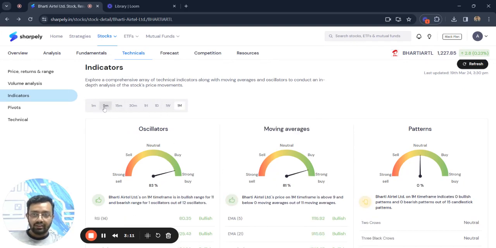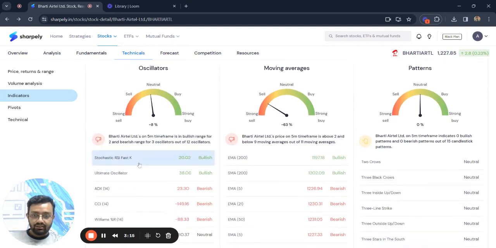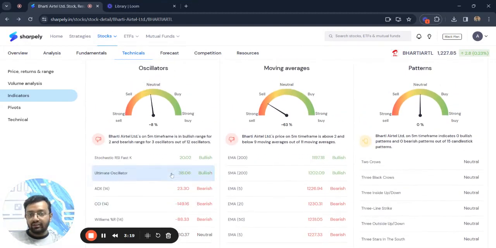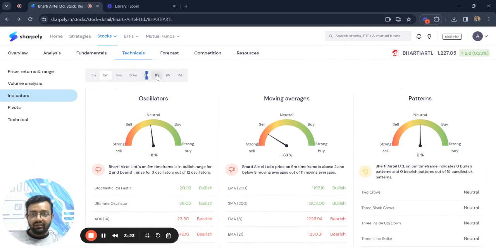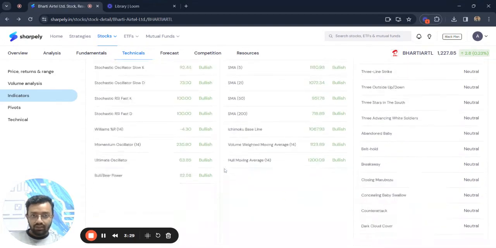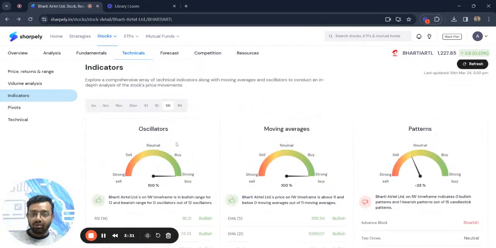Now, as you can see, if I take the 5 minute data, the oscillators are showing negative bias as of now. But if I take the 1 day data, then they are very positive. On a weekly basis, they are really positive. So on the longer time frame, the stock looks very strong, but in a very short time frame, there will be some bearishness on the chart.